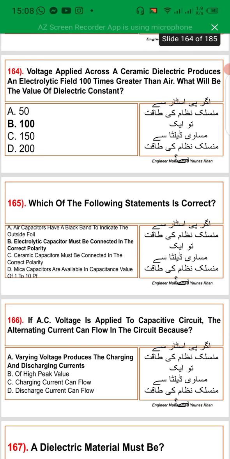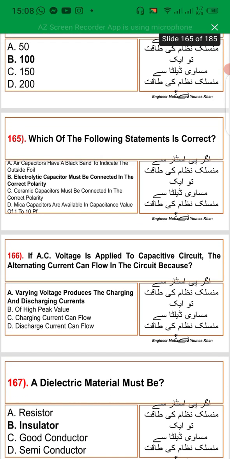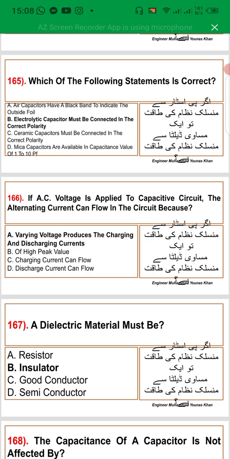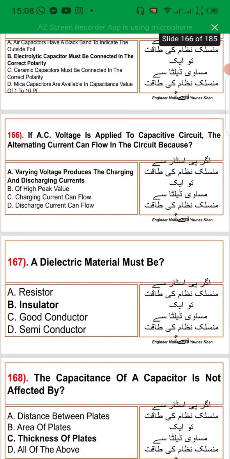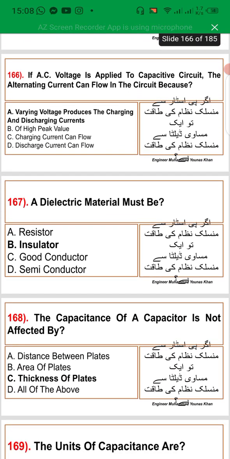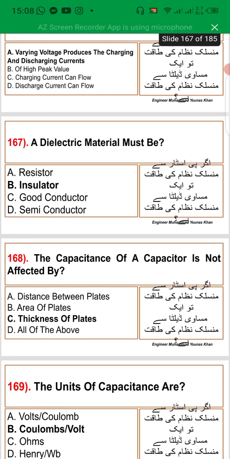Voltage applied across a ceramic dielectric produces an electric field so many times greater than air. What will be the value of dielectric constant? Which of the following statements is correct? Electrolytic capacitor must be connected in the correct polarity. If AC voltage is applied to a capacitive circuit, the alternating current can flow in the circuit because varying voltage produces the charging and discharging current.